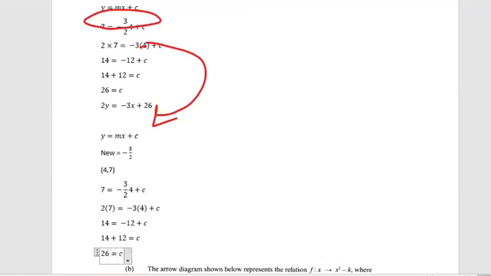This is now what I'm going to put into my equation of y is equal to mx plus c. But I'm not going to write out the y and x values again. You're going to put in the numbers that you have found.